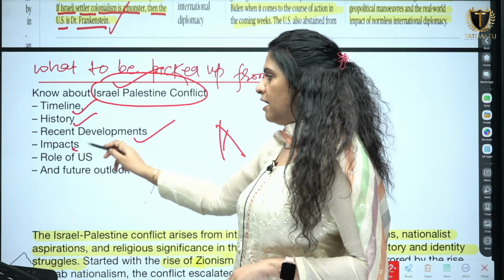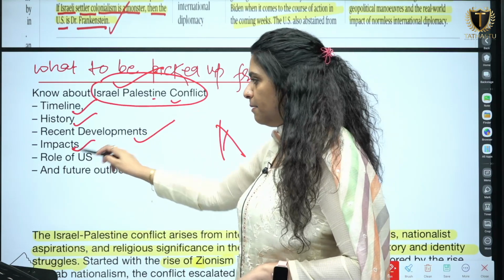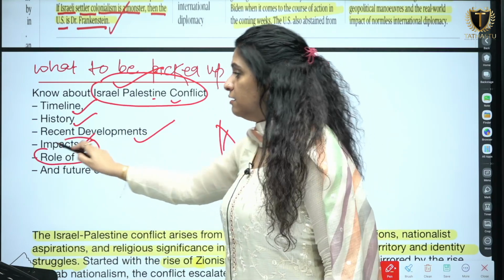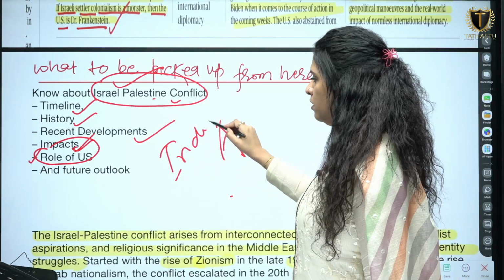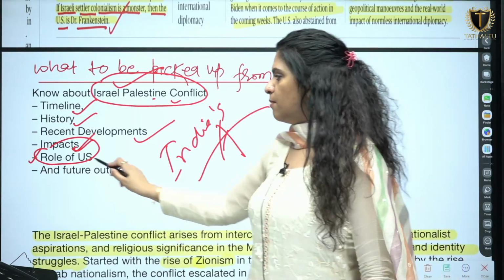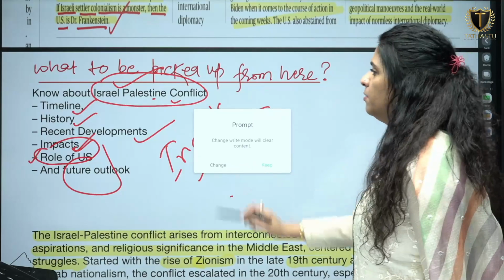So impacts, we'll see the conflict between Israel and Palestine and the impact. Then we will see in detail the role of the US, and further also we'll see India's role, India's stand, and then some of the future outlook. All right, so some of the points we will be discussing.